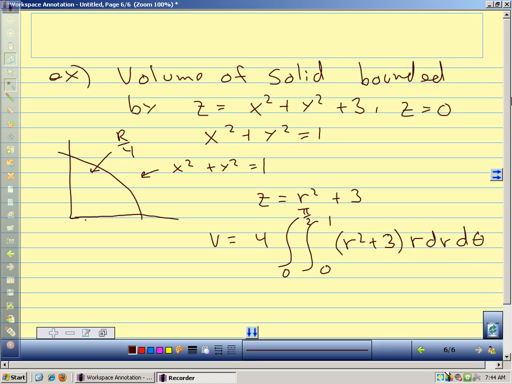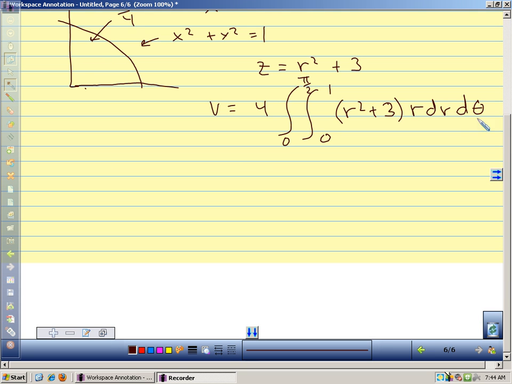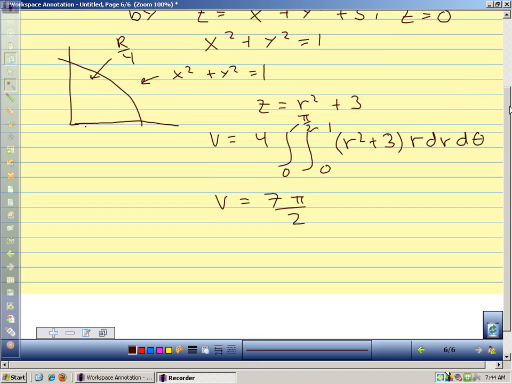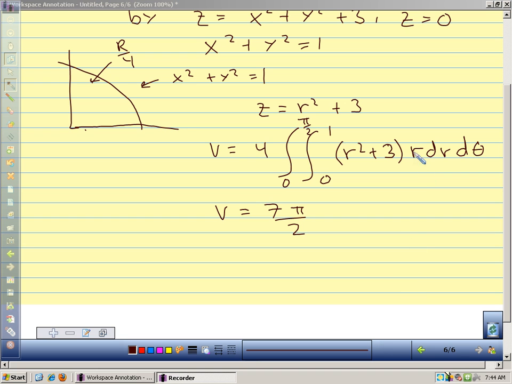And this one is a very, very easy integral to evaluate. When we evaluate it out, we should end up with 7 pi over 2. So we just end up with r cubed plus 3r dr, evaluated on 0 to 1. And then for a theta integral, we just have a d theta. Questions on that?